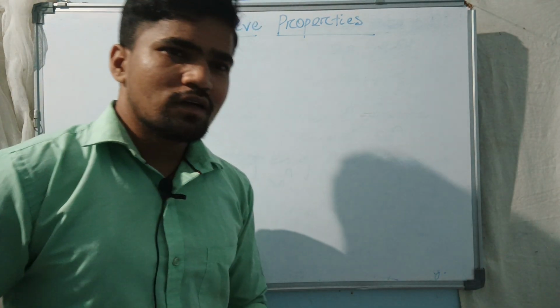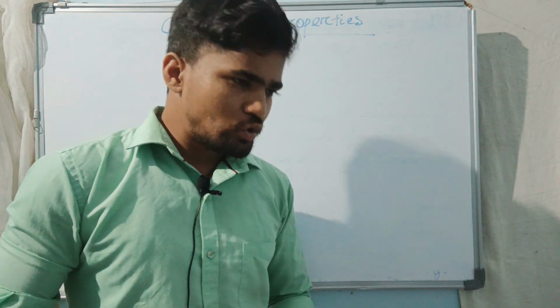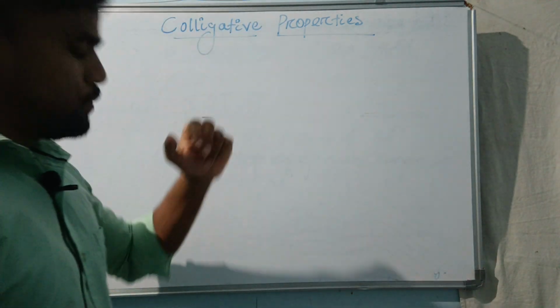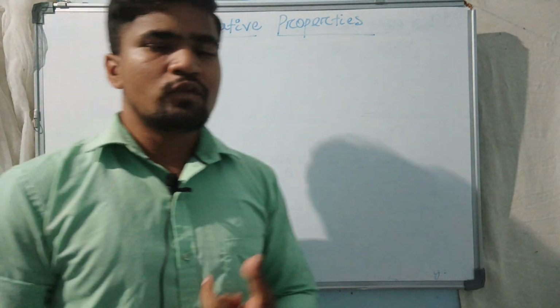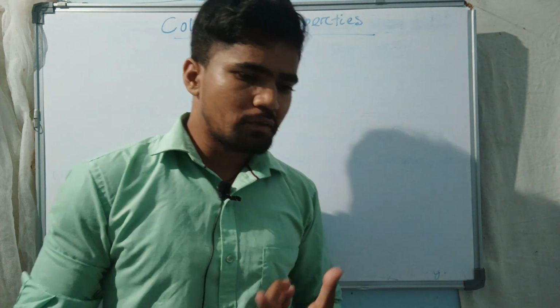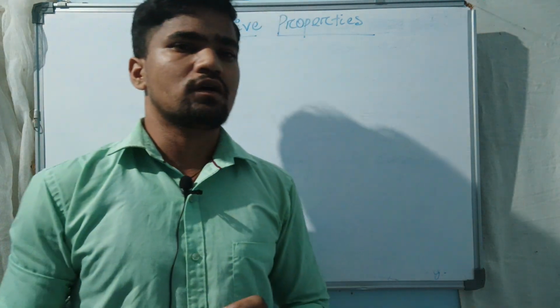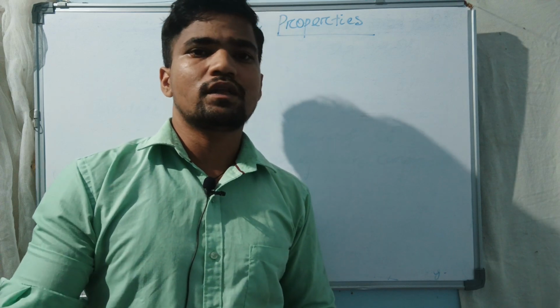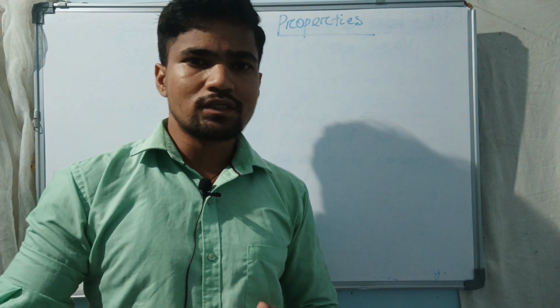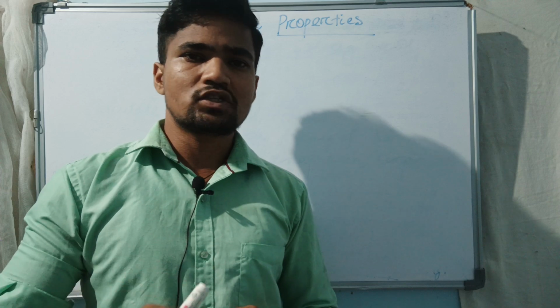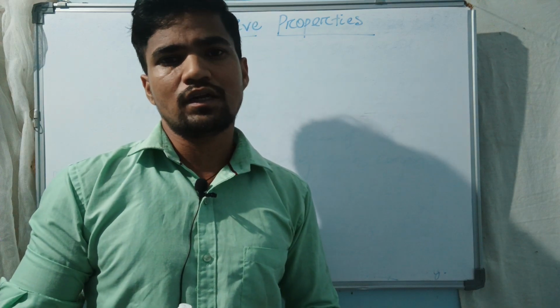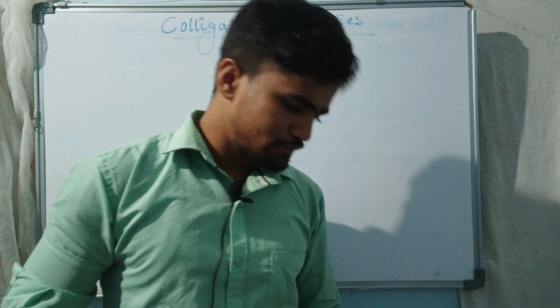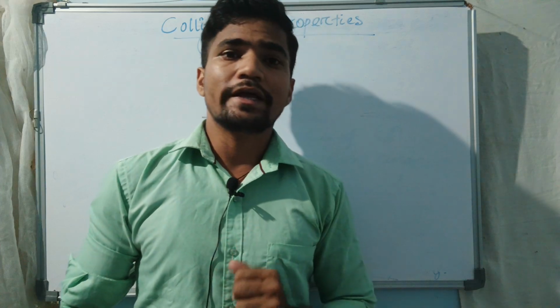Okay, so hello everyone. In this video, we are going to discuss colligative properties. Colligative properties means the physical properties of a solution that depend upon the relative number of solute particles in the solution, but do not depend upon the nature of the solute particles in that solution. Right? So this is called colligative properties.